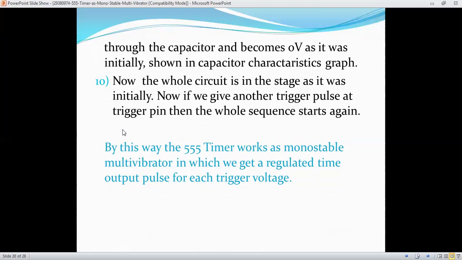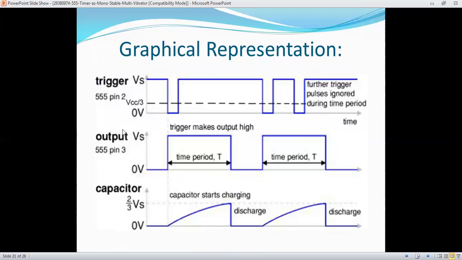Now if we give another trigger pulse at the trigger pin, then the whole sequence starts again. In this way, the 555 timer works as a monostable multivibrator, in which we get a regulated time output pulse for each trigger voltage. This is the graphical representation of how the trigger at pin number 2 should be started.